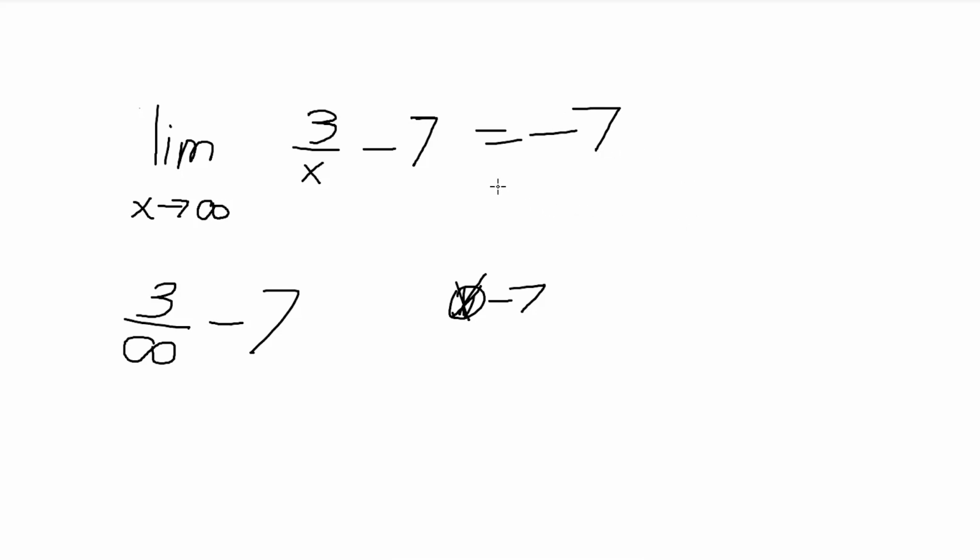And of course, that's also the horizontal asymptote. So I'm just going to abbreviate it to HA equals y equals negative 7. You need to remember to always write it as an equation. Asymptotes are always written in equations.